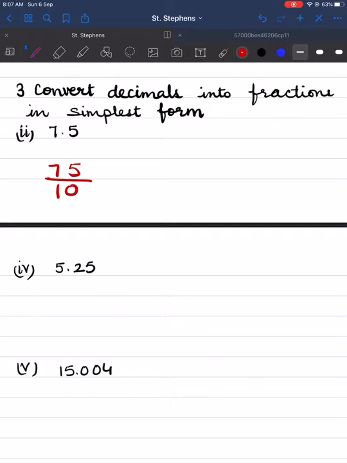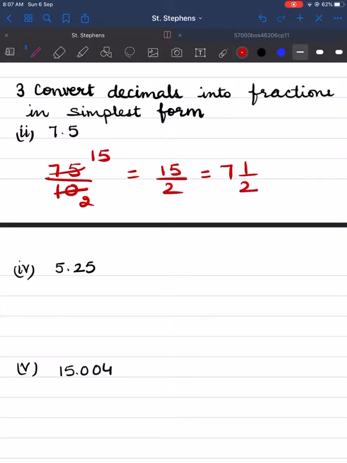Now here 5 is the common factor, so let's cancel out. So 5 15s are 75 and 5 2s are 10. So we get 15 on 2. And we can express it in mixed fractions as 7 1 on 2.